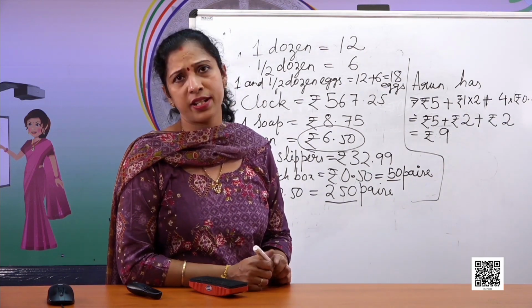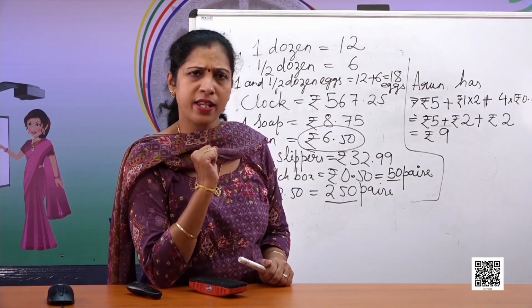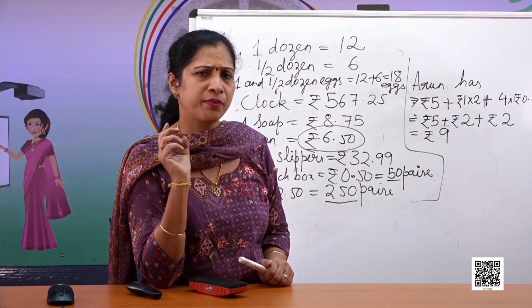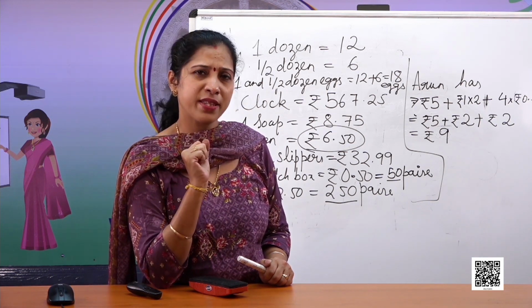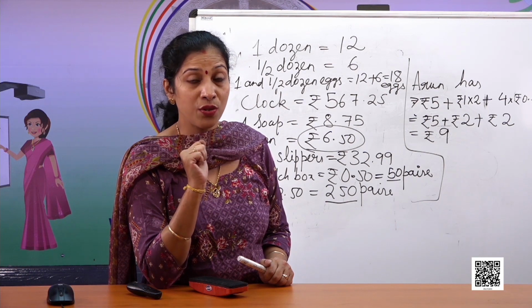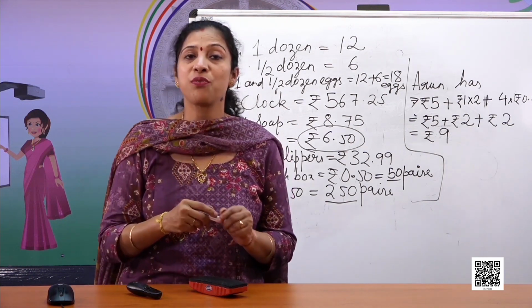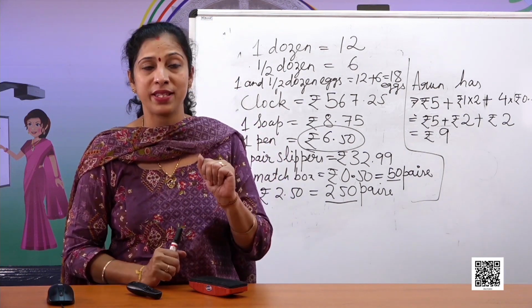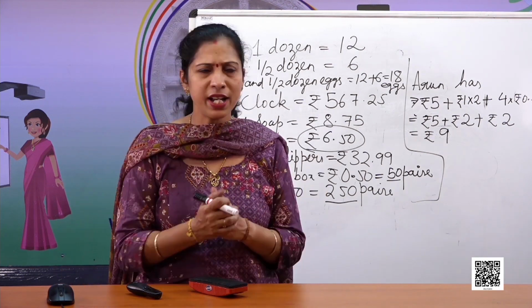Now Kanan's sister has 13 rupees. She is asking whether she can buy 2 pens with this 13 rupees. What does she have to do? Yes, she has to find out the price of 2 pens first.